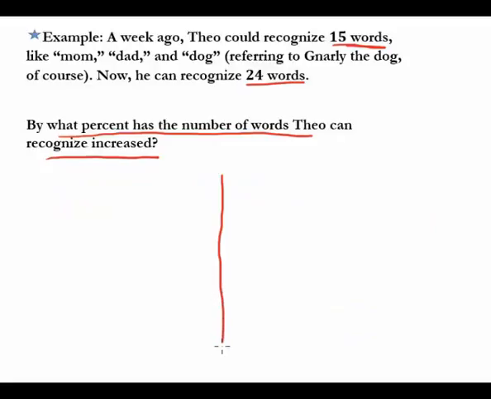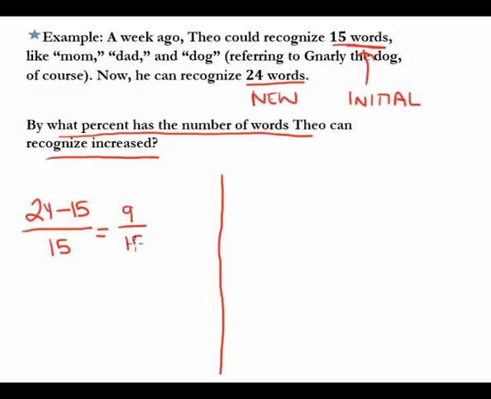Let's calculate this in two different ways. First off, what counts as the new number of words and what counts as the initial number of words? Since he can now recognize 24 words, this is our new amount, and he used to be able to recognize 15, so this is our initial, his starting place. Using the first formula you copied in your notes, we take the new minus the initial, so 24 minus 15, over the initial. 24 minus 15 is in fact 9 over 15. When you plug that in your calculator, the answer is 0.6.